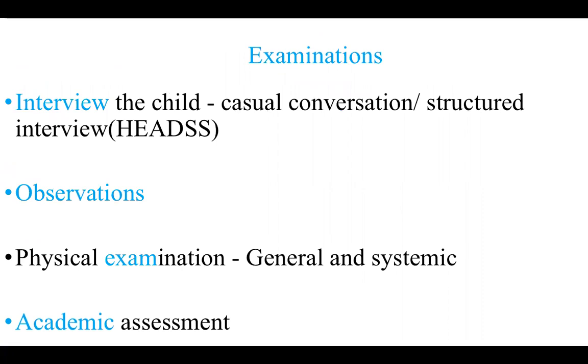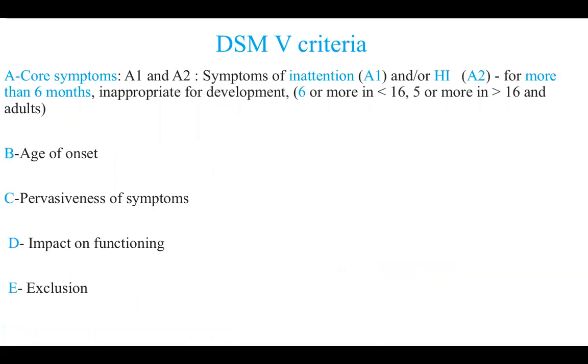When we interview the child, we can start with a casual conversation, and later on build up to a more structured interview. For the structured interview, we can use HEADS. HEADS stands for home, employment, education, addictions, and whether there are suicide issues or suicidal tendencies, and what are the safety concerns of the child. So all these things can be asked for. We observe the child over multiple sessions and do a detailed systemic examination, a general examination and an academic assessment also.